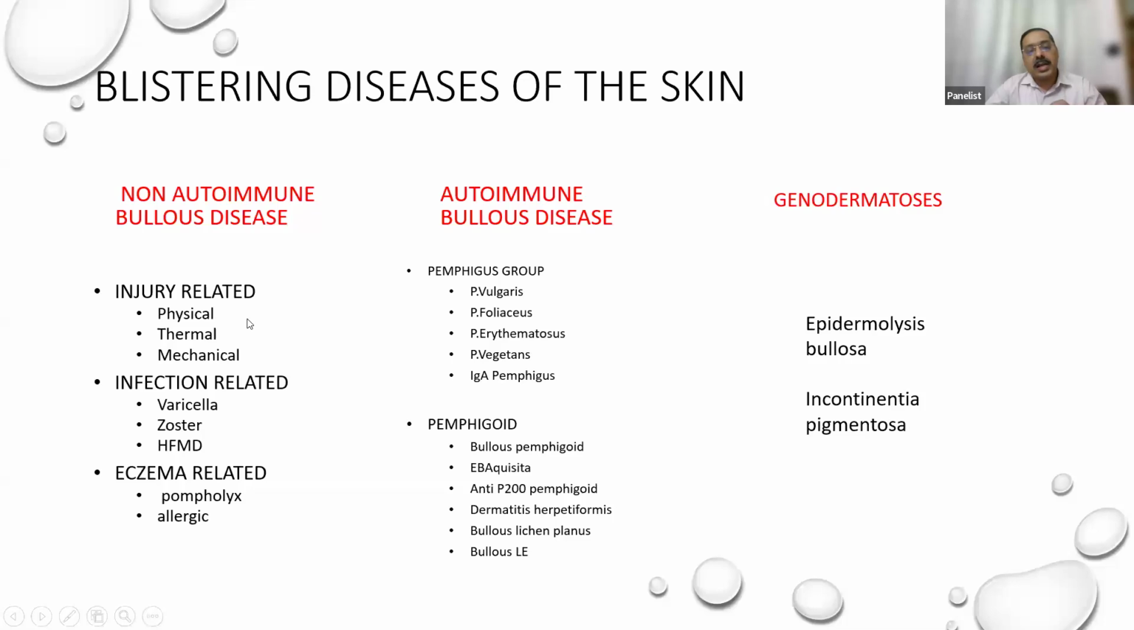which I use: non-autoimmune, autoimmune, and genodermatosis. Non-autoimmune: injury related, like physical injury, thermal injury, or mechanical; infection related, varicella, HFMD, herpes zoster; and even sometimes eczema can produce them, like pompholyx or allergy. Autoimmune disease: a host of pemphigus group and the pemphigoid group. And genodermatosis like epidermolysis bullosa and incontinentia pigmentosa. But definitely in this you will have a history that it's a childhood disorder, progressing sometimes into adolescence also.